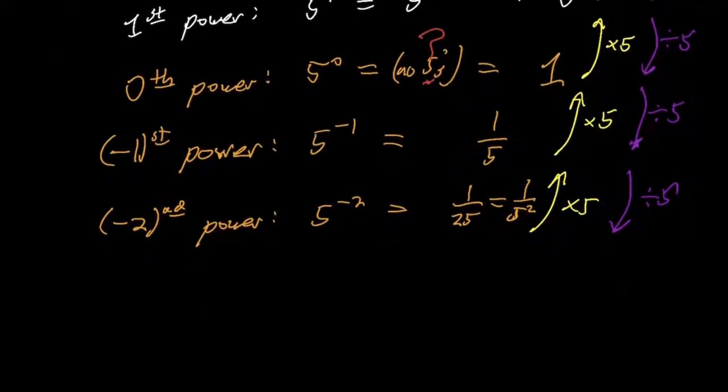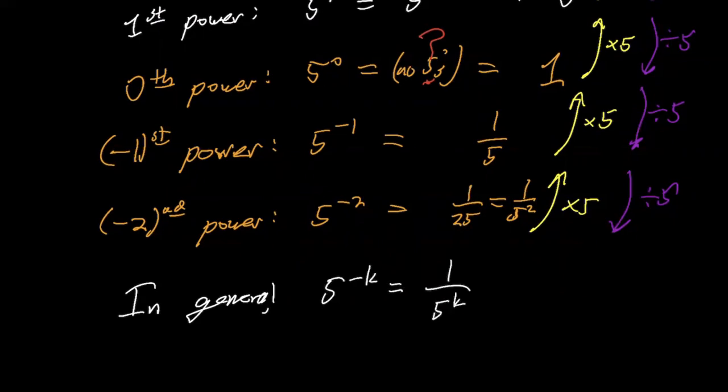And so in general, you could even say that 5 to the negative kth power is (1/5) to the k. And that's where the negative gives you a reciprocal.